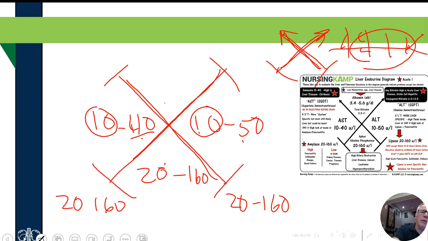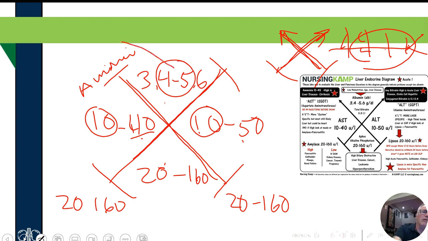Then I have my albumin up here, which is 3.4 to 5.6, and that's your albumin. Over here, you have your ammonia. That's this, 0 to 45. And then over here is your bilirubin. And your bilirubin, again, 4 spaces.